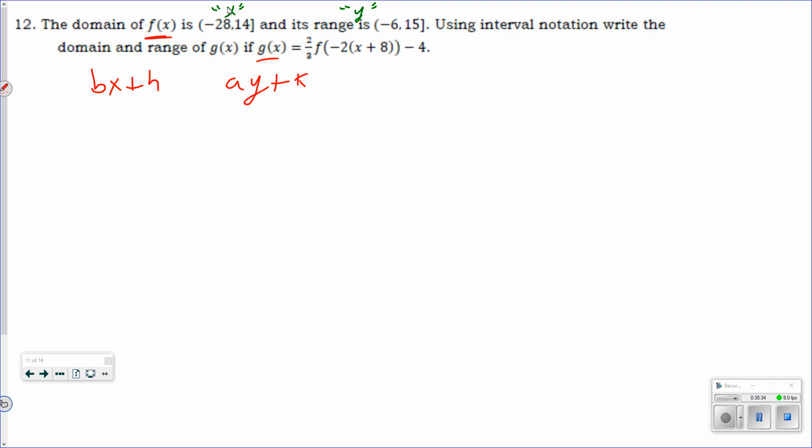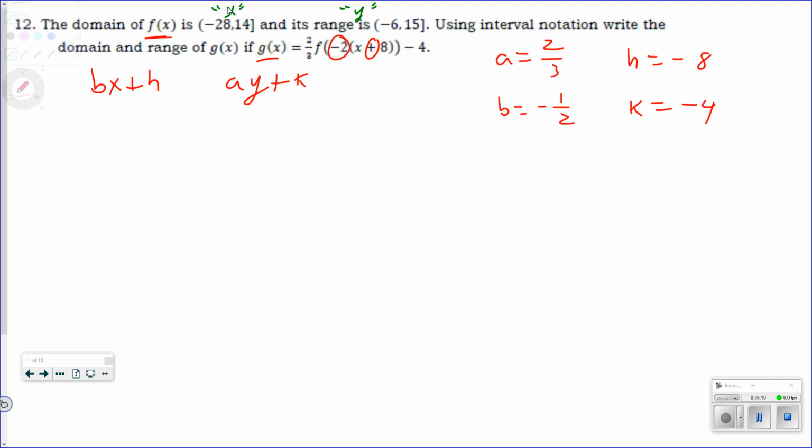And this is exactly how I would solve it. Because I want to find the domain and range of g of x. Well, g of x are these transformations on f of x. I'm just going to use my transformation rule to transform my old x's to my new ones and my old y's to my new ones. So if I look at the function, I can see that a is 2/3, b is negative 1/2. Remember, this negative 2 you flip. H is negative 8. You flip the sign. Remember, everything inside the parentheses, everything next to your x is going to act weird.